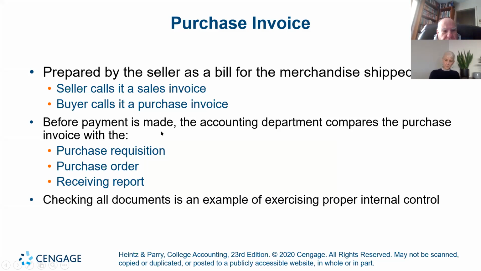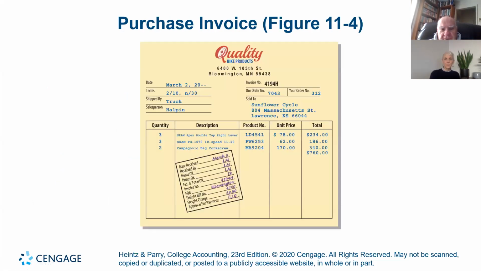Purchase invoice, that's what we're talking about in this chapter. And there's a due diligence that needs to be done. There, you get a bill. You just don't pay the bill without checking it. You're going to look to see if it was requisitioned, what's the purchase order, and is the receiving report in agreement? And that's an internal control. Here is the invoice. They spent $760.